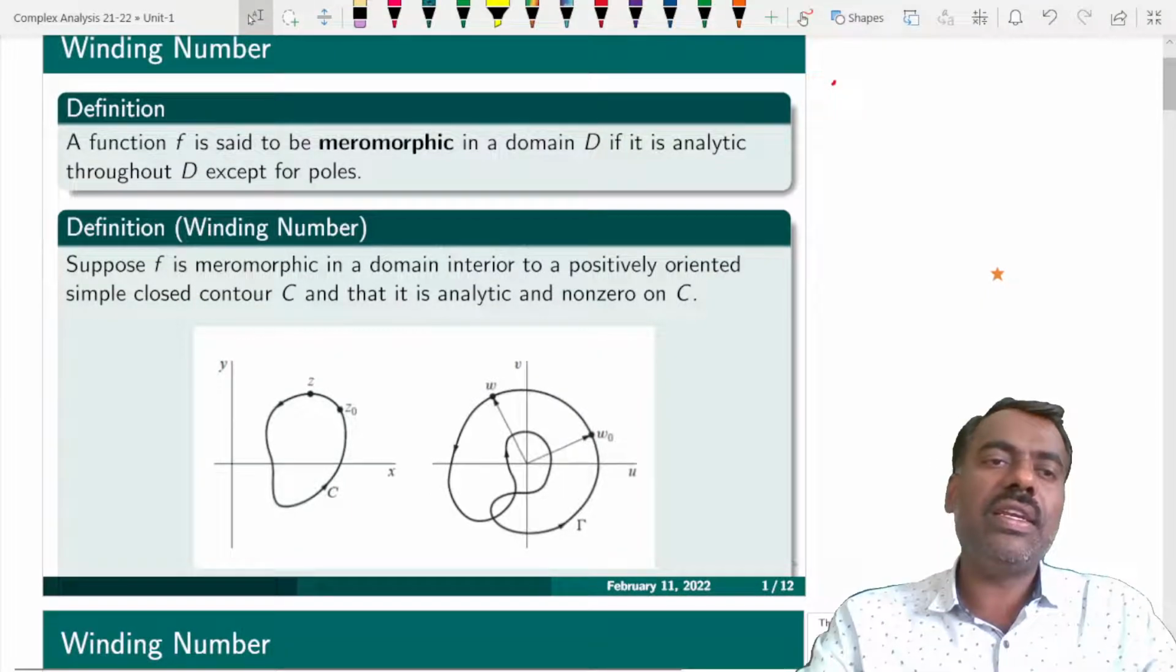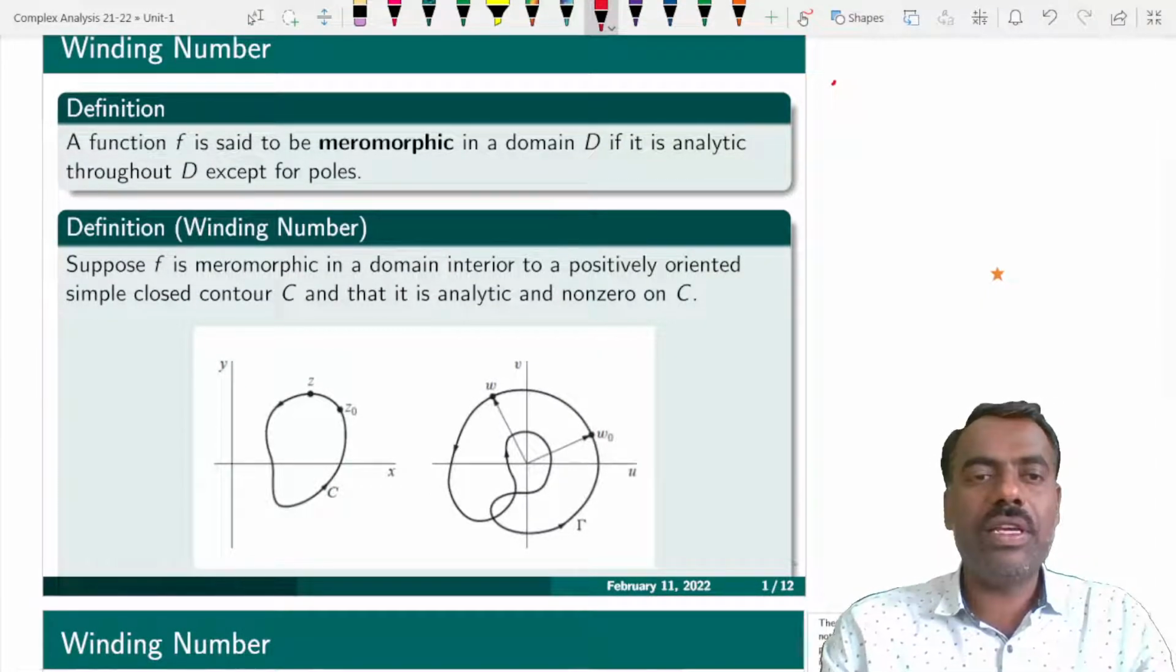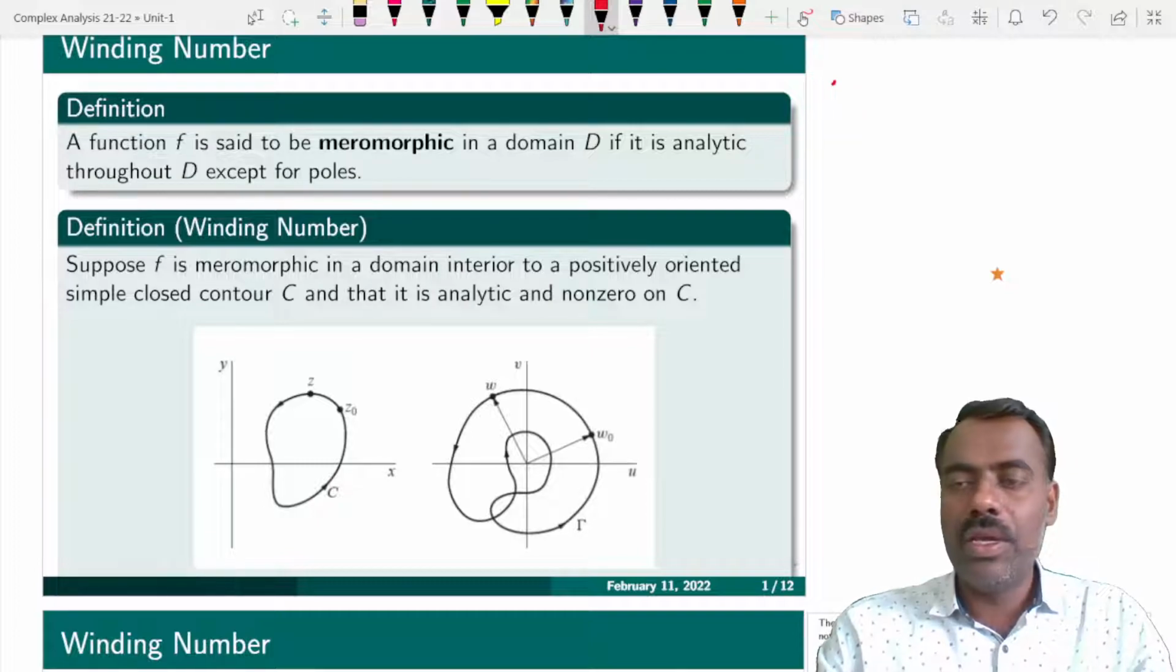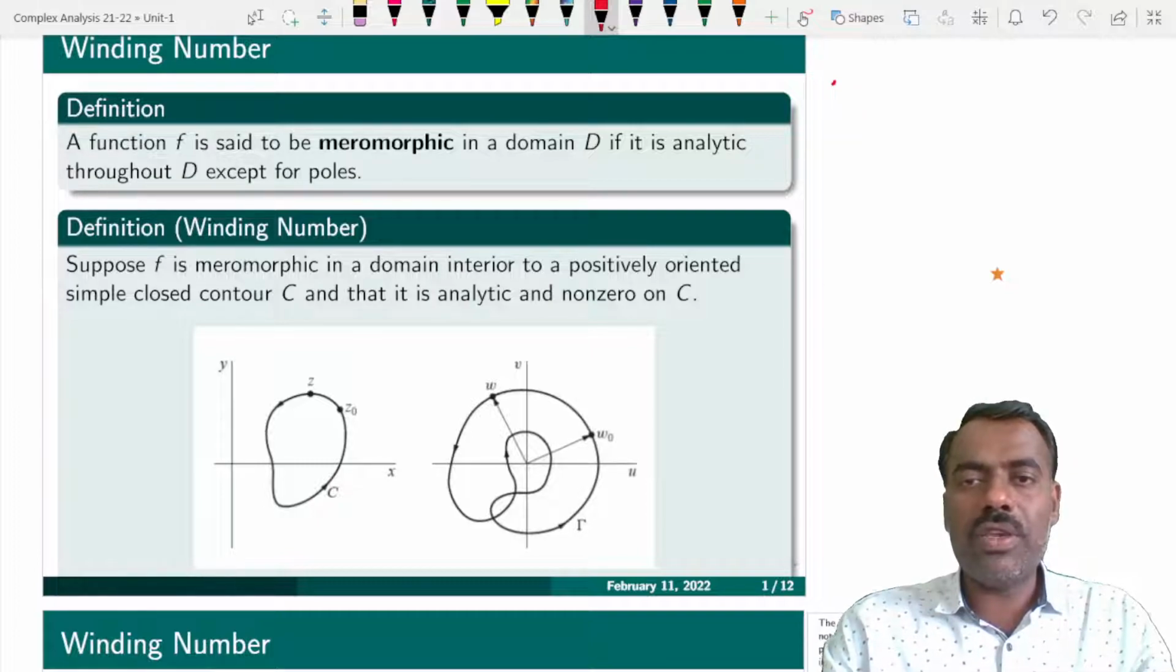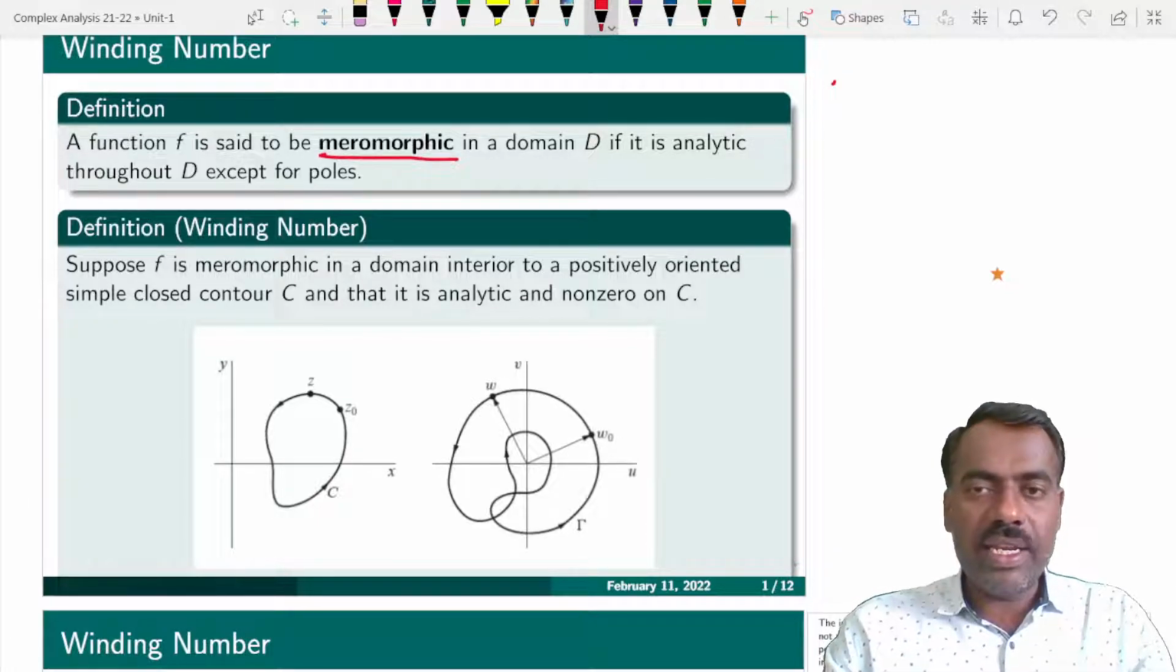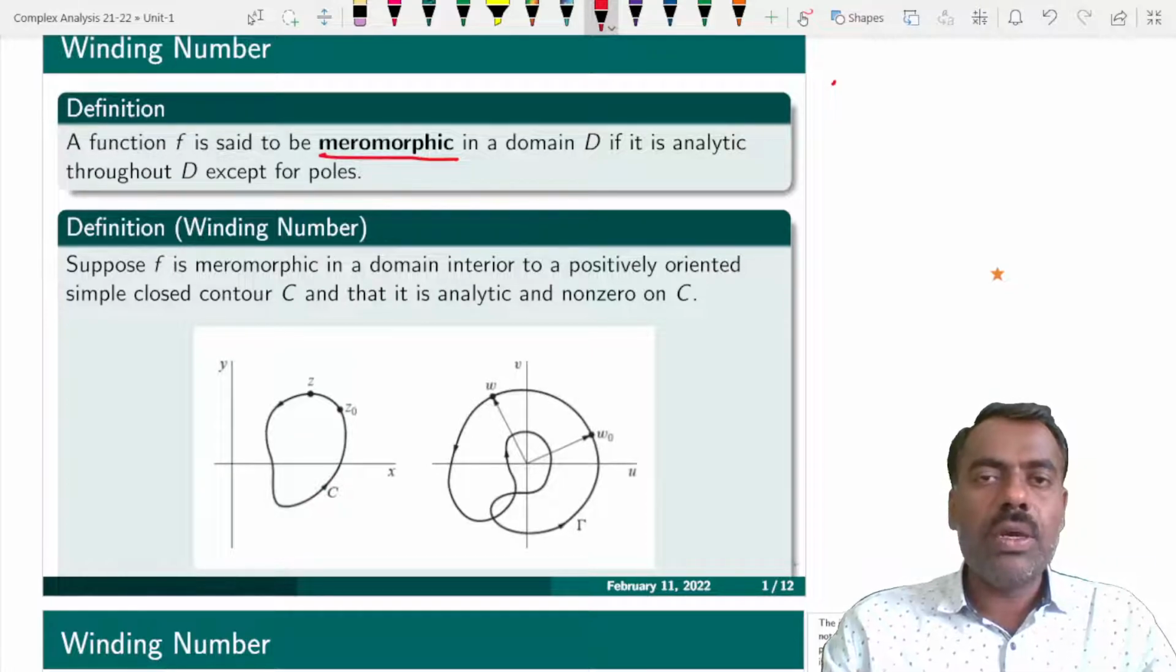first start with the definition of what is meant by a meromorphic function. A function f is said to be meromorphic if it is analytic except at some points where those points are precisely poles.